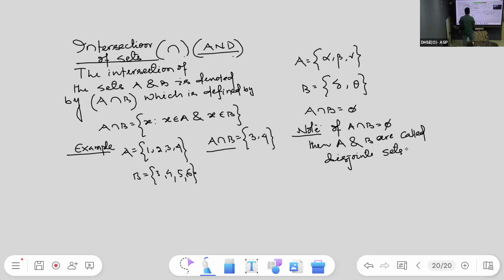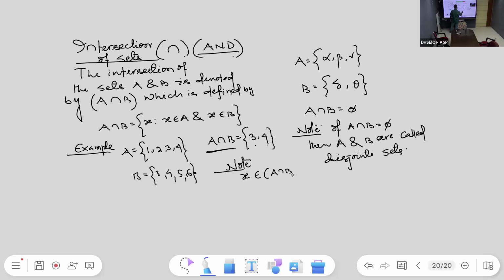Then you see here the A intersection B set contains 3, 4. If you choose an element arbitrarily from the set A intersection B, it will be an element of set A as well as set B. So we should write it in a note. If X is an element of A intersection B, that is, X belongs to A intersection B, this implies and is implied by X belongs to A and X belongs to B.